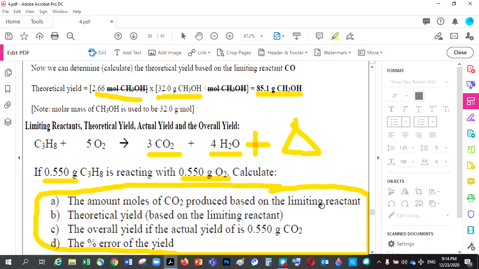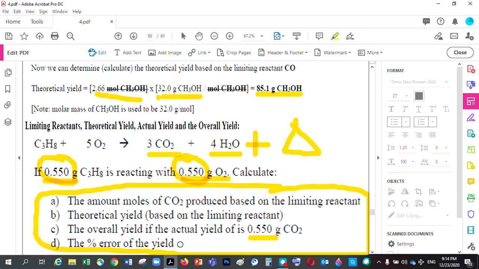So we have 2 reactants, propane and oxygen. Which one is the limiting reactant? We don't know based on whatever this amount is, correct? 0.550 grams. And then we have to calculate the theoretical yield based on this limiting reactant. And then we have to calculate the overall yield based on the actual yield, 0.55 grams. Then we have to calculate the percent yield, percent error yield.